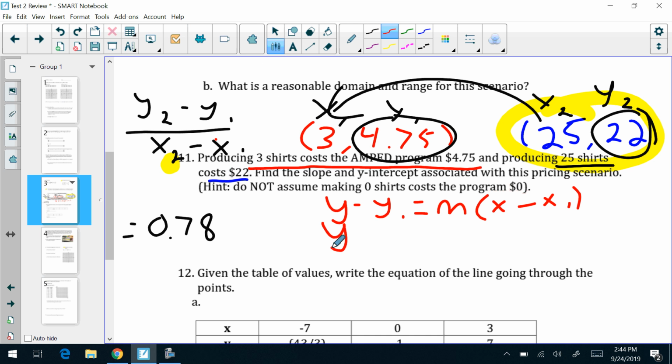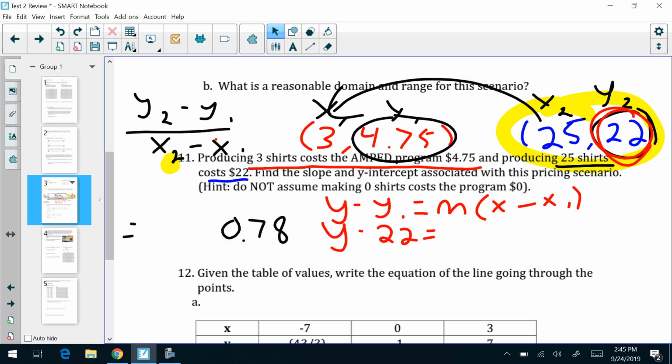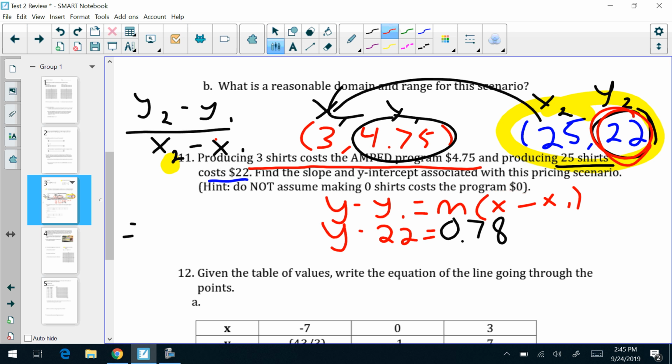So y always stays y, minus y1. Well, in this case, I'm using this point, so 22 is my y, equals, m is my slope. My slope we said was 0.78. I can take that slope and put it right there. And then x always stays x, minus x1, which is 25. All right, so got it in point slope form.